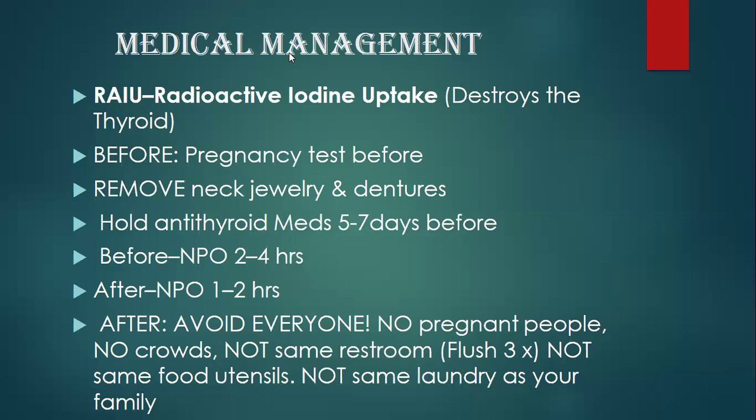So you tell your patient, no pregnant people, no crowds, avoid any relative that is pregnant. There should be restriction. The patient cannot use the same toilet with other people because of the effect of the radioactive iodine. So you have to tell your patient to flush their toilet 3 times anytime they use the toilet, because we don't want to affect any other people around. No same food utensils. So you have to make sure that you are isolating this patient. Give them their own utensils. Let them have their own toilet.